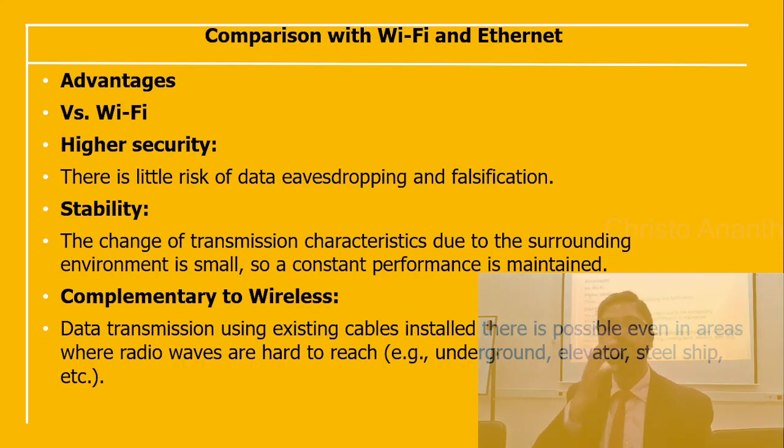Advantages compared with Wi-Fi: higher security. There is very little risk of data eavesdropping and very little problem of data falsification. Stability: even the change of the transmission characteristics due to the surrounding environment is very small, so you can maintain constant performance with PLC. And of course it is complementary to wireless. Data transmission using existing cables is possible even when radio waves are much harder to reach, even underground, in elevators, or steel ships. So it is definitely an asset to wireless technology.